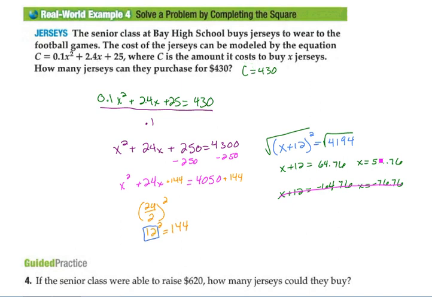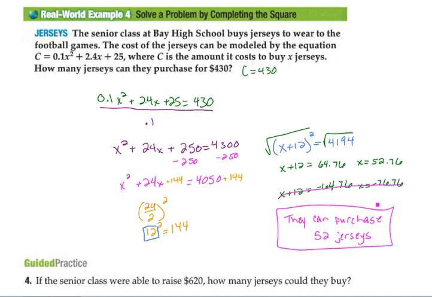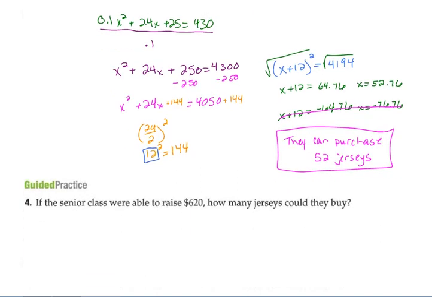We are going to have to say they can purchase 52 jerseys. Again, once you get that answer, please go back to the problem and make sure we understand what we're doing. Can we round? Do we round up? Do we round down? And why? Okay, so we just followed all of our same steps, but this time solving it for a real world situation.